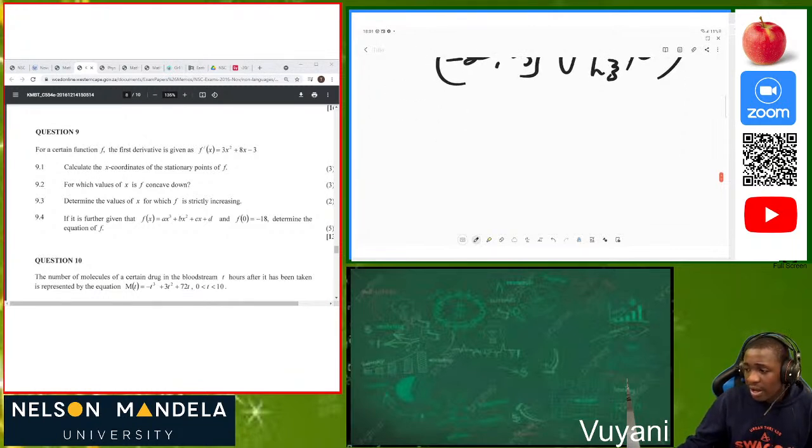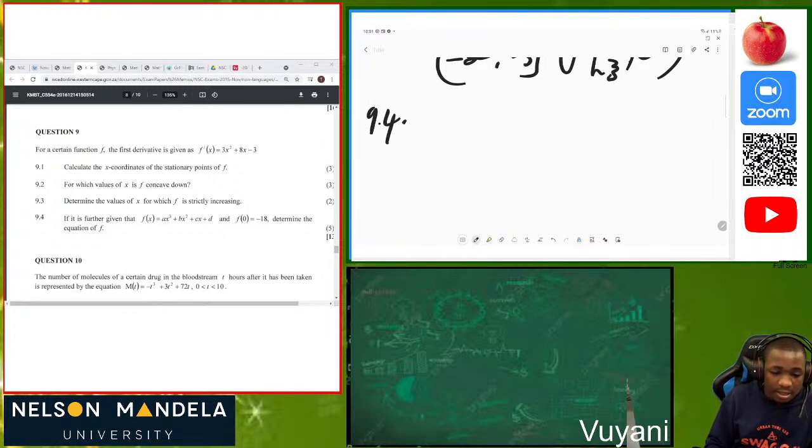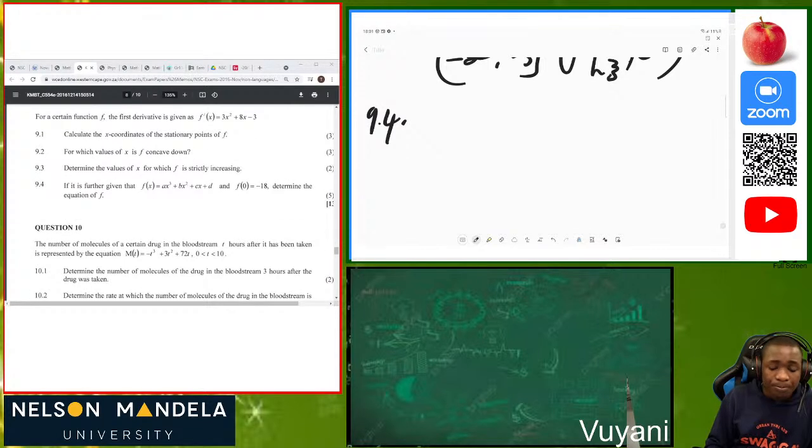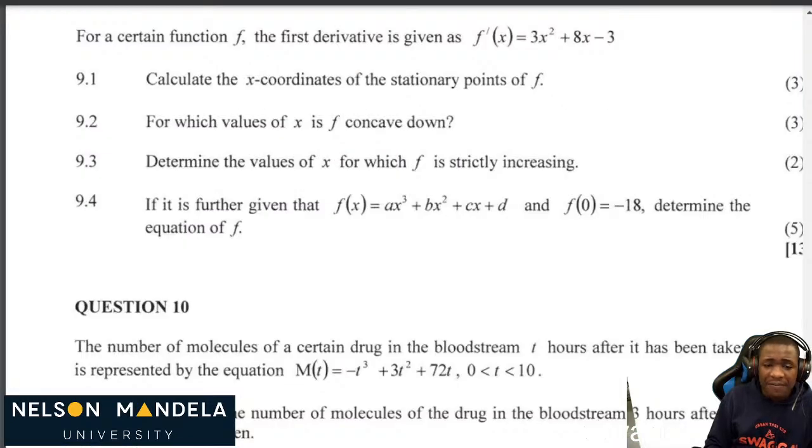Now let's solve 9.4. The last question of the day, 9.4. Okay, on 9.4, it is further given that f of x is equal to ax cubed plus bx squared plus cx plus d, and f of 0 is equal to -18. Determine the equation of f.